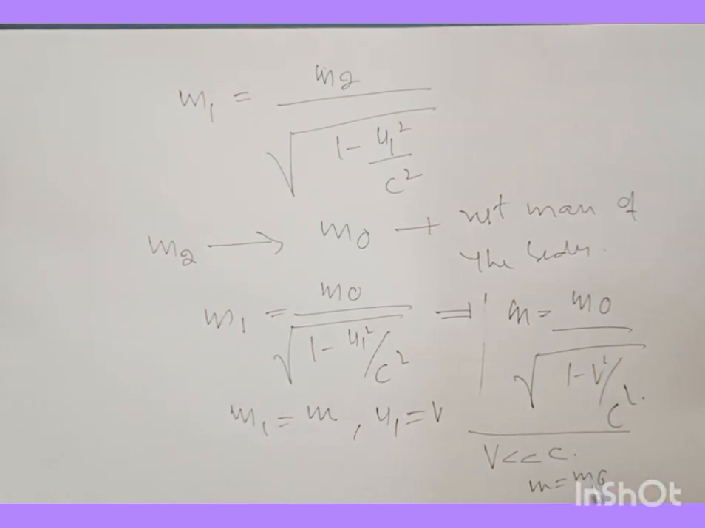So here we can say that Newtonian mechanics perfectly prevails, and mass is an absolute physical quantity. And thus the mass of the body does not change at all if the velocity is very, very less as compared to the velocity of light.